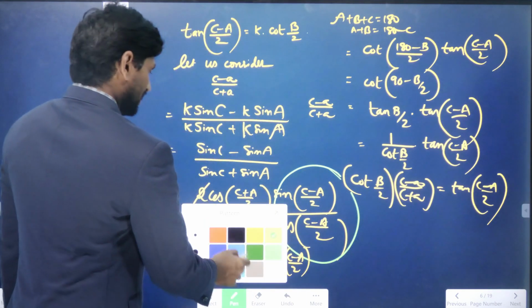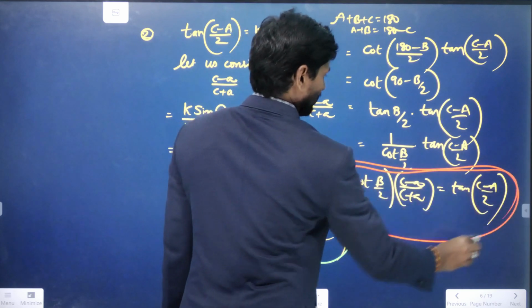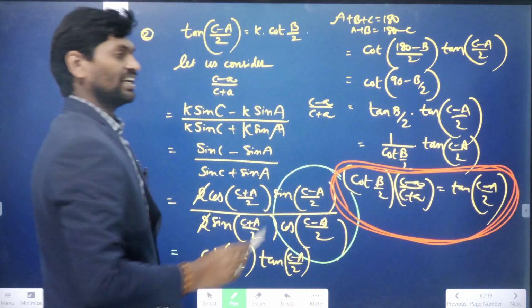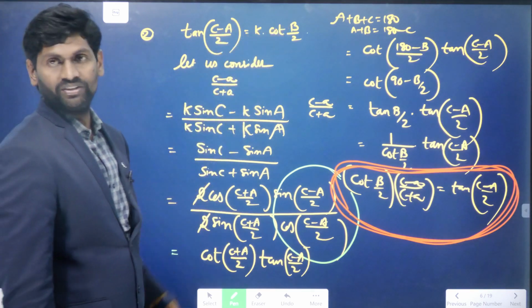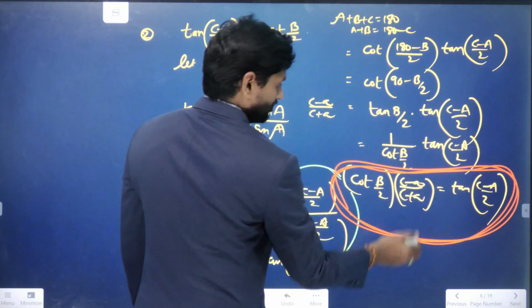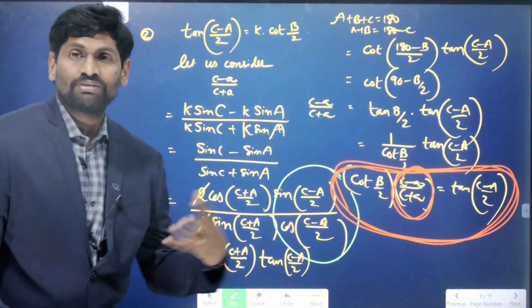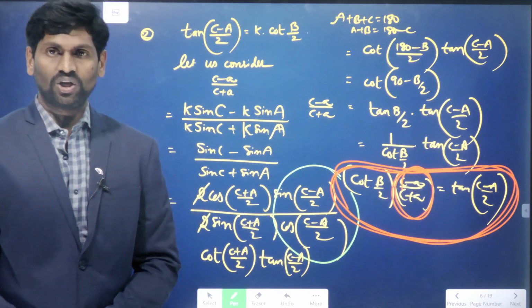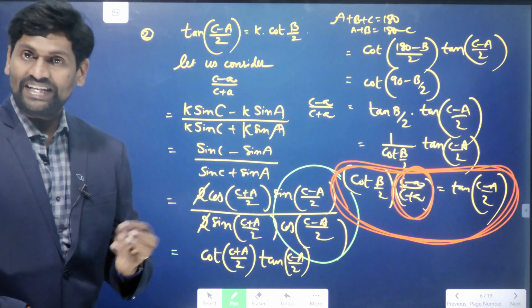Just compare this with the given condition. What is the condition? Tan (c minus a)/2 is equal to k into cot b by 2. So what is the k value? (c minus a) by (c plus a). Please note that. Let us go to the next problem.